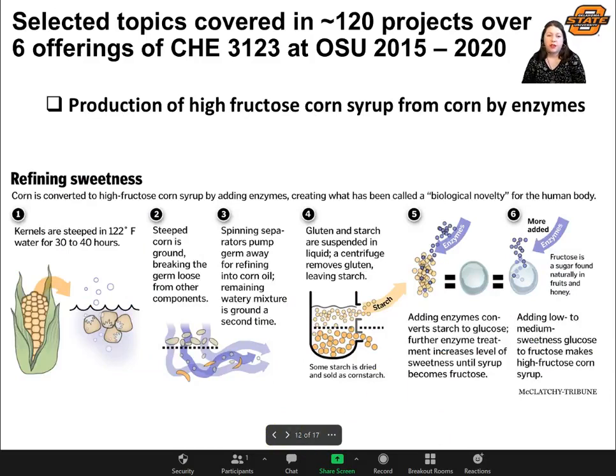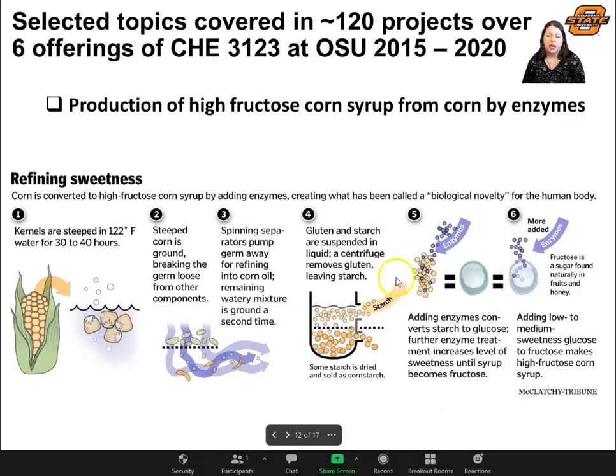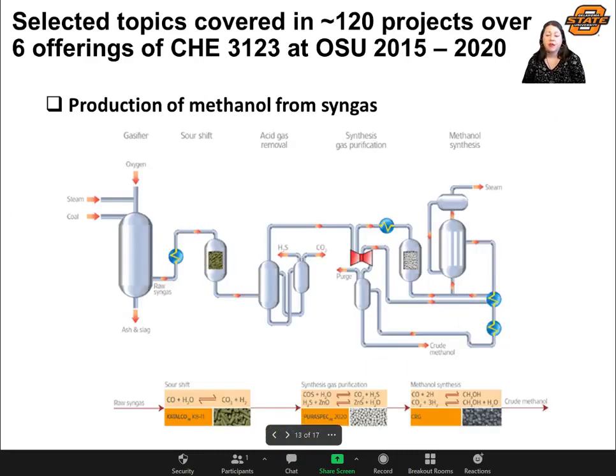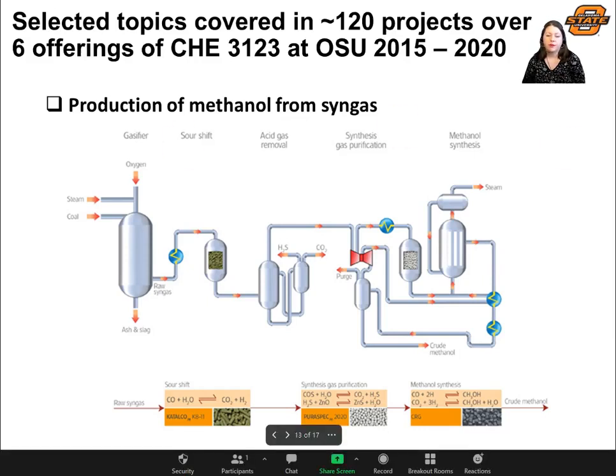Some students have looked at production of high fructose corn syrup from corn using enzymes, and so thinking again about starch and enzymatic reactions. Methanol from syngas is a perennial favorite. Several students have looked at that. There are quite a few catalysis papers that are published that involve different reaction mechanisms for this and the appropriate data the students can extract.